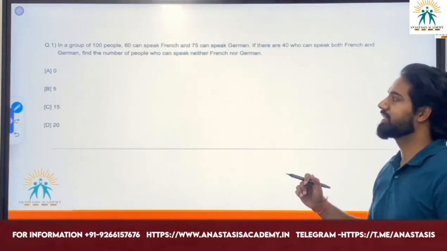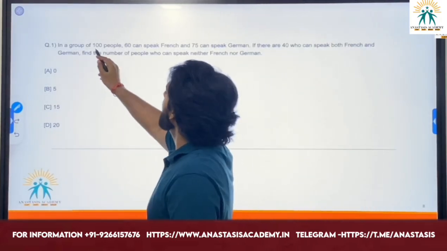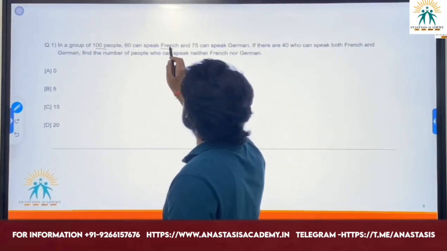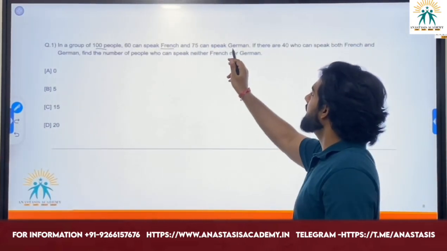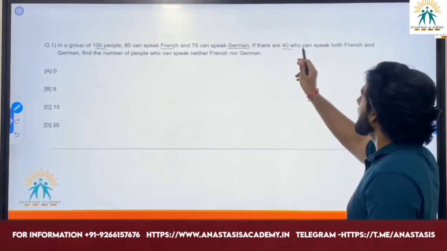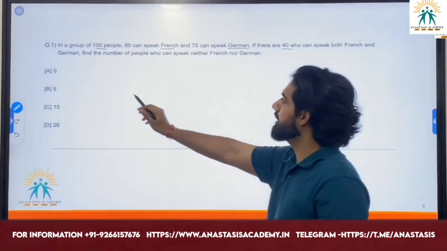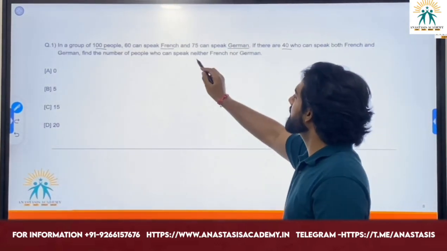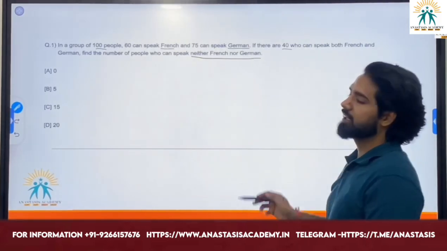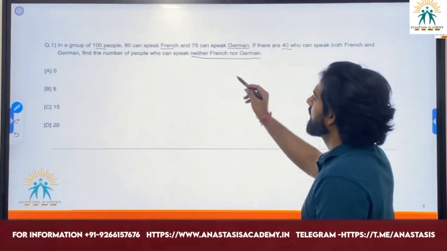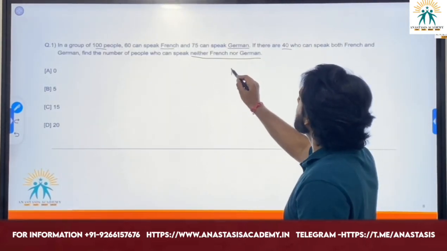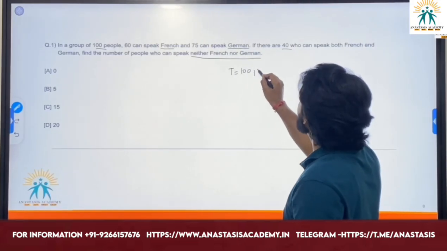Let's just solve this question. In a group of 100 people, 60 can speak French, 75 can speak German. If there are 40 who can speak both French and German, find the number of people who can speak neither French nor German. So there are 100 people, so total 100 people are there.